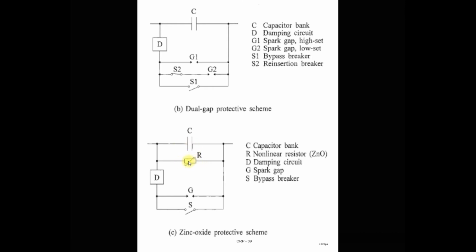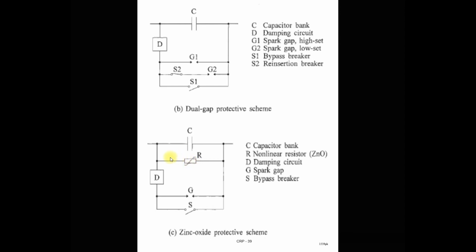So this non-linear resistor provides the least resistance path to the fault current. The fault current flows through this non-linear resistor at the start when the fault happens and the highest voltage appears across this capacitor. And as the fault is removed, slowly the voltage across the capacitor reduces, and the resistance of the resistor also increases.